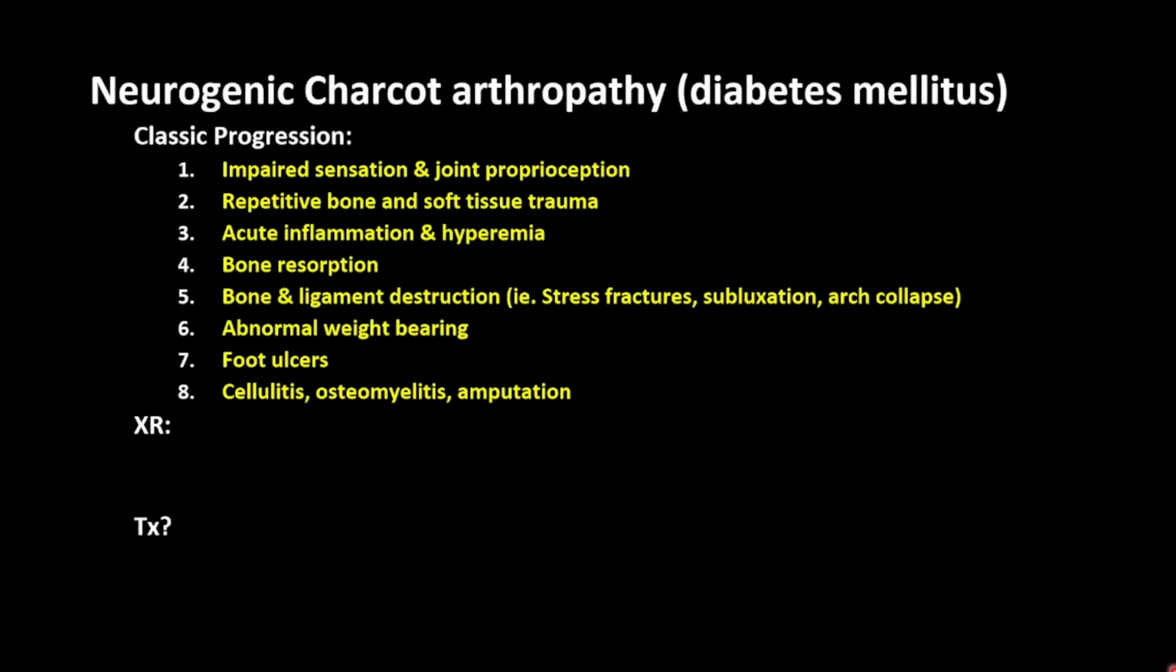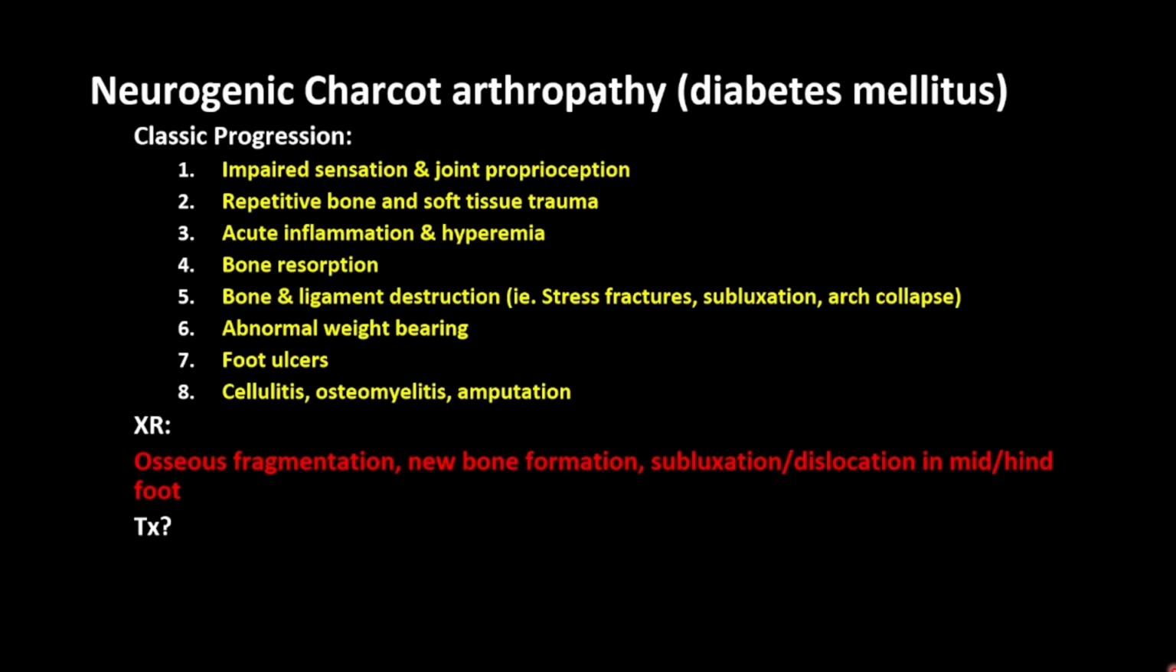So let's talk a little bit about neurogenic Charcot arthropathy. There's a classic progression which starts with impaired sensation due to microvascular injury from diabetes, where you get repetitive bone and soft tissue trauma because you can't feel pain as well within the joint. Then you get repetitive inflammation, bone resorption, abnormal weight bearing, and finally ulcers and osteomyelitis that often require amputation.